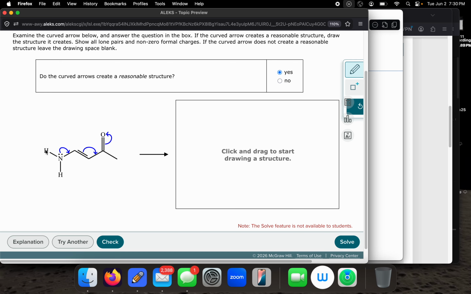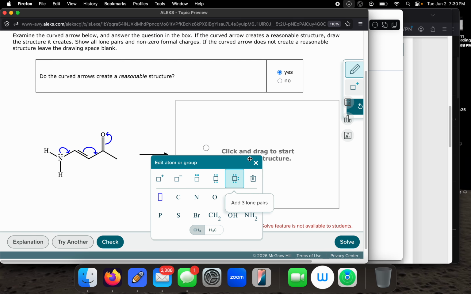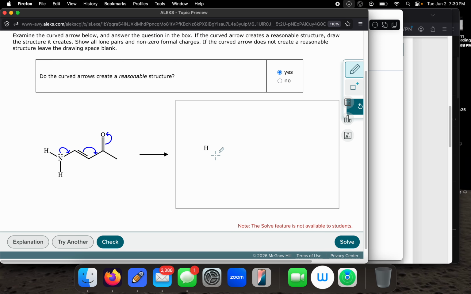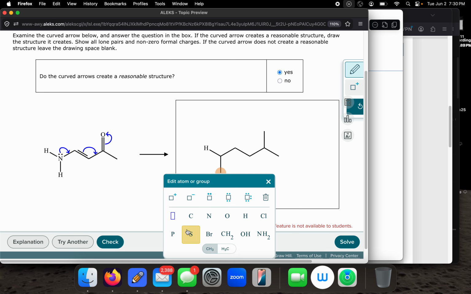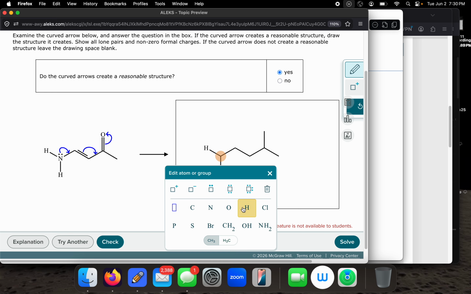1, 2, 3, 4, 5, 6. 1. The first one was a hydrogen, right? 2, 3. I'll try to build a little prettier this time. 4, 5, 6. Boom. Boom. Hydrogen, right? And that's a nitrogen.